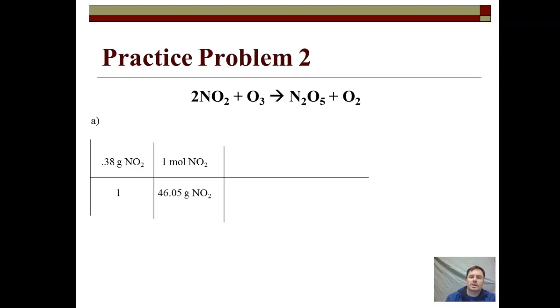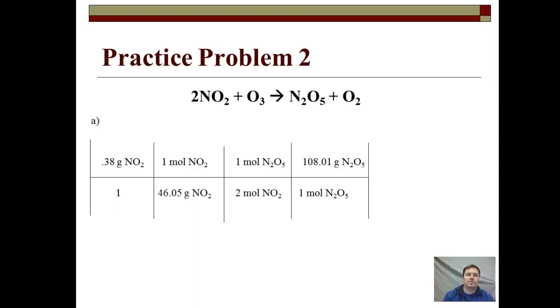Now we need to go from the moles of known to the moles of our unknown, which in this case is the dinitrogen pentoxide. So we use our ratios, 2 moles of NO2 for 1 mole of N2O5. And finally we need to go to grams of N2O5. So we use our periodic table, figure out the formula weight of 108.01. Then we multiply, 0.38 times 1 times 1 times 108.01 divided by 46.05 divided by 2, and we get an answer of 0.545 grams of N2O5.